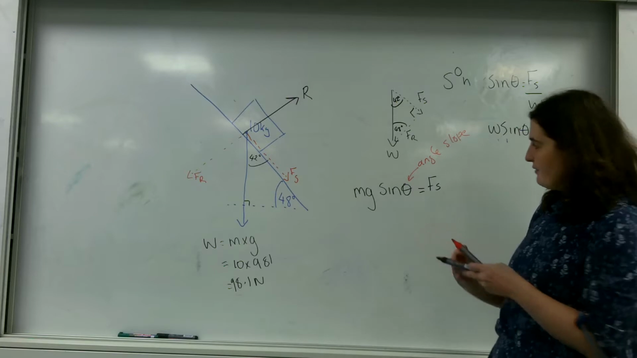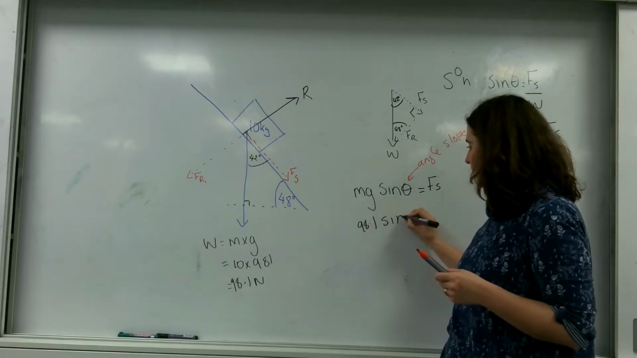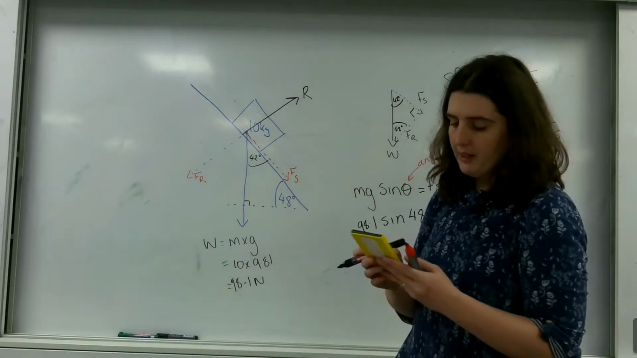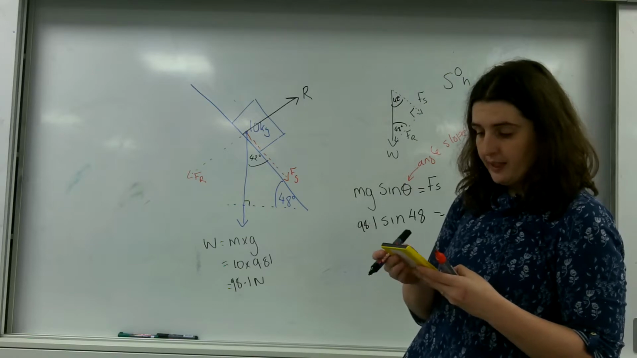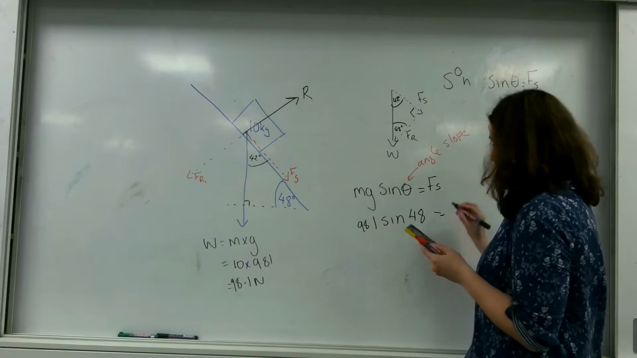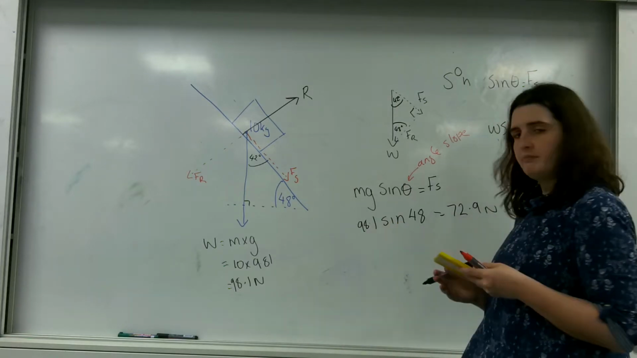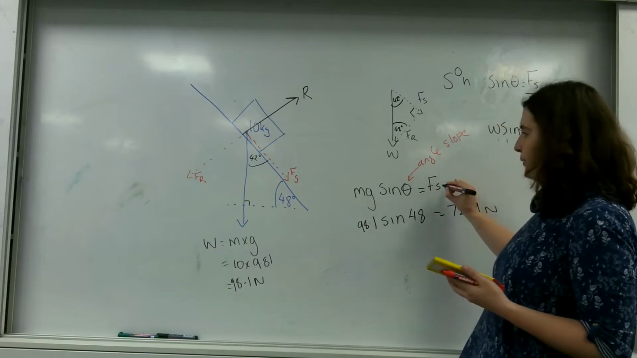So I know this Fs in this case is going to be 98.1 sine 48, and that is going to be 72.9 newtons. So this is down the slope.